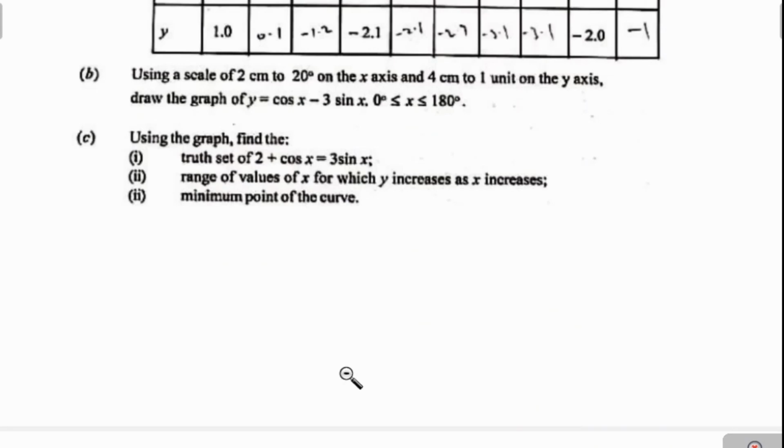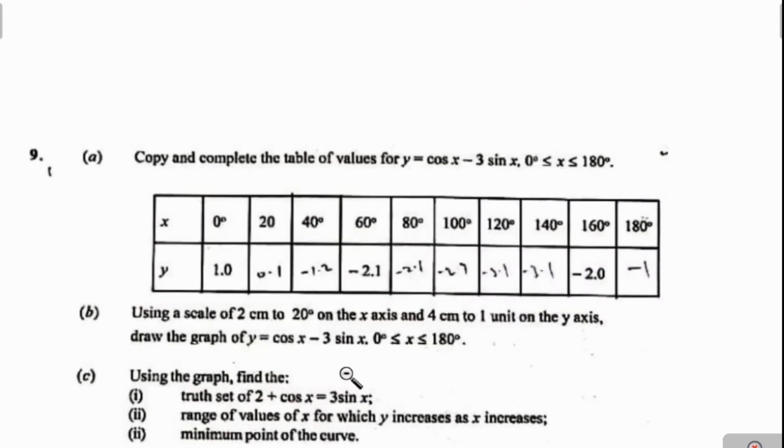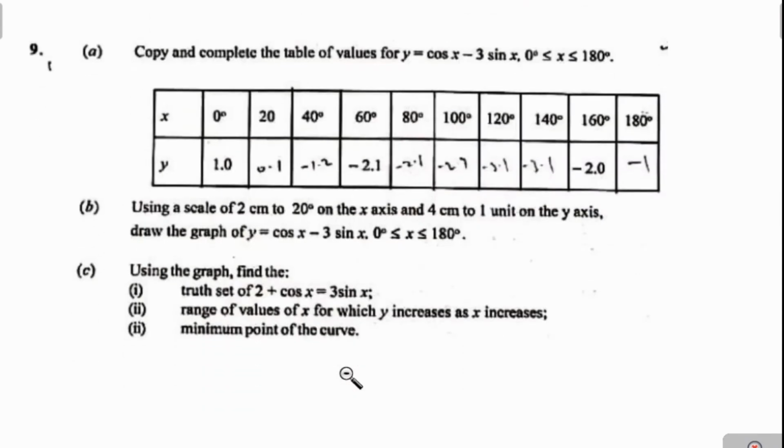Draw the graph of y equals cos x minus 3 sine x, the same graph. Then C, using the graph, find the root of 2 plus cos x equals 3 sine x. Then D, the range of values of x for which y increases as x increases. Then E, the minimum point of the curve. So let's start with the very first part for us to copy and complete the table.